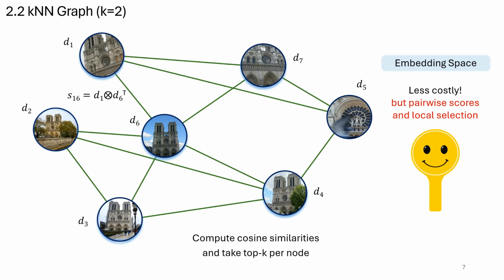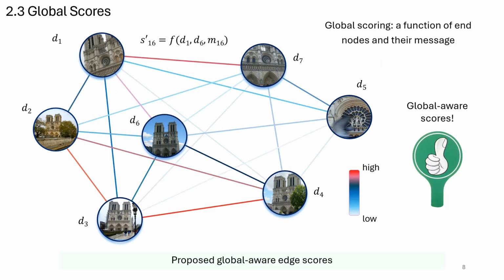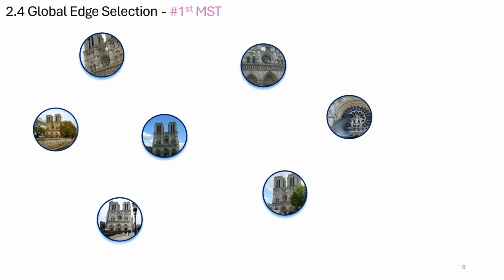So we have a question here. Can we do the scoring globally instead of doing things in the local neighborhood? Yes, that's what we propose. We formulate the question as a global scoring function, which is a function of the end nodes and their message passing. So we can get the edge scores at once. In this way, we know globally which pairs should be used first.